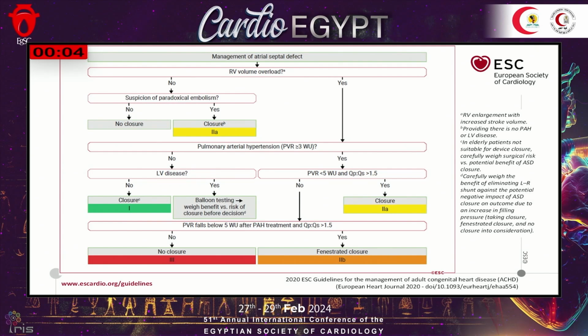The contraindication for closure of these defects is the presence of pulmonary vascular resistance more than 5, which is not even reversible using the techniques for pulmonary hypertension.